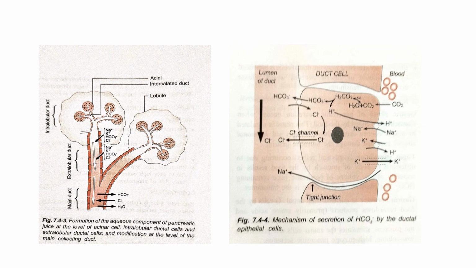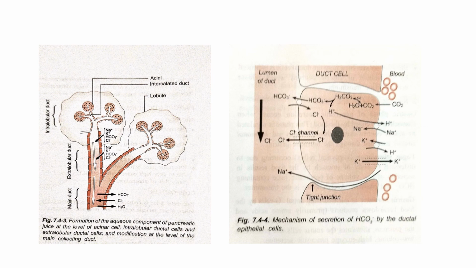So efflux of potassium through the basolateral membrane maintains the intracellular electronegativity. So this is the mechanism of secretion of bicarbonate by the ductal epithelial cells. If you remember, like the salivary secretion, pancreatic juice secretion is also primarily from the acinar cells and then secondarily from the ductal cells.